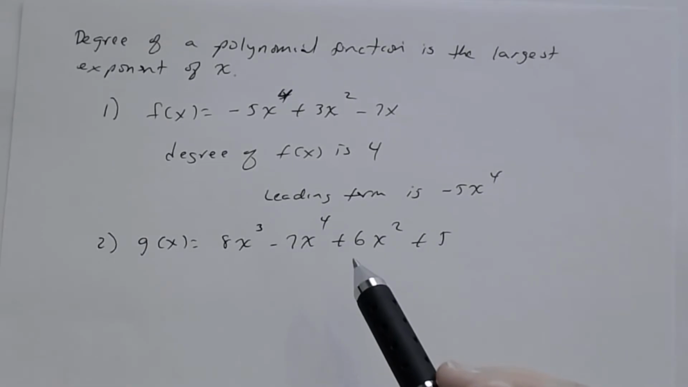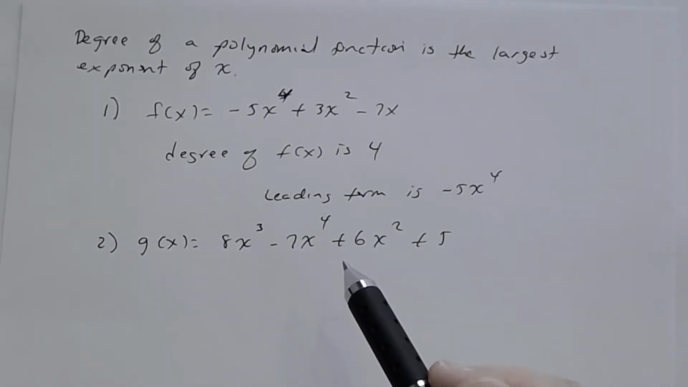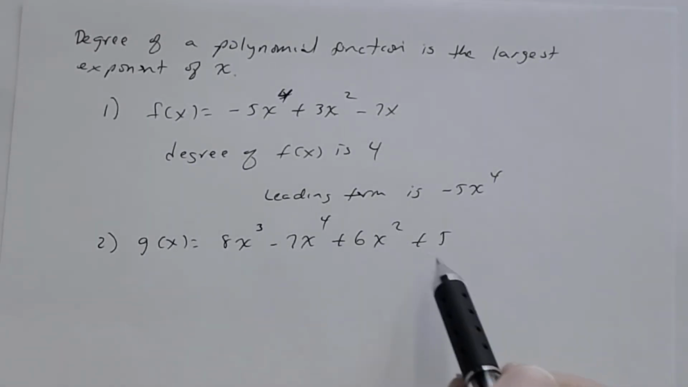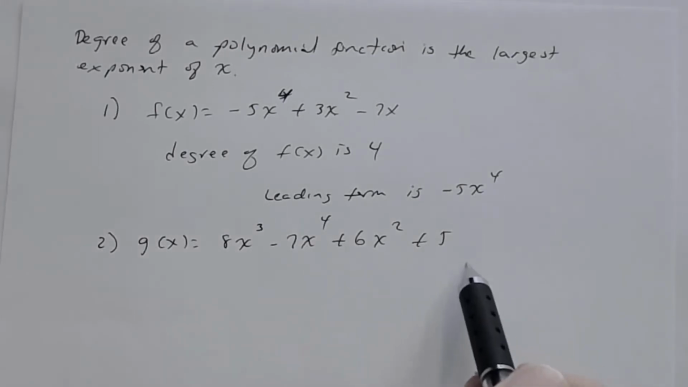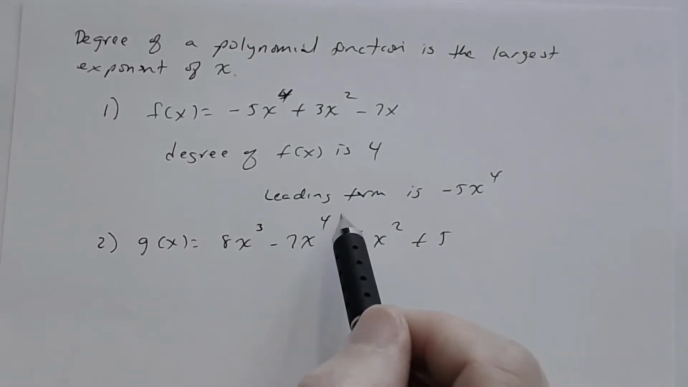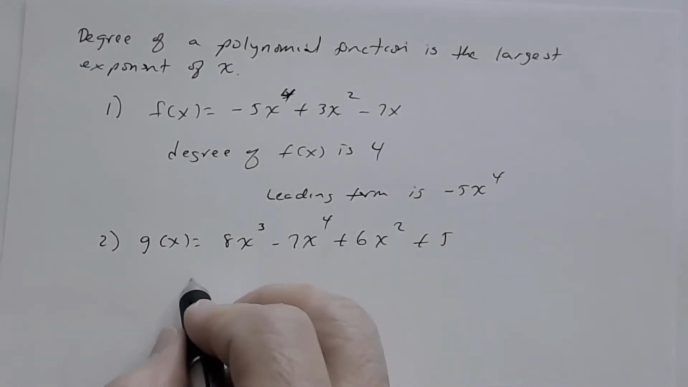Now, be careful. Remember, the degree is the number, or is the largest exponent of the variable. All right. So this is 3. This is 4. This is 2, and your constant term has the degree 0. So the largest one listed is 4. So the degree is 4.